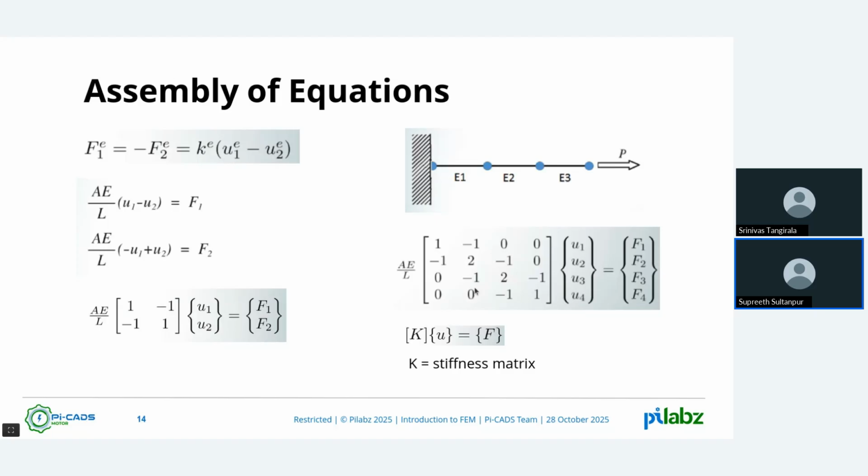Right. This K is usually called the stiffness matrix. Applying the PDEs at all the elements, collecting all the equations and putting them in the form KU equal to F, which translates to AX equal to B, is known as assembly of the equations.